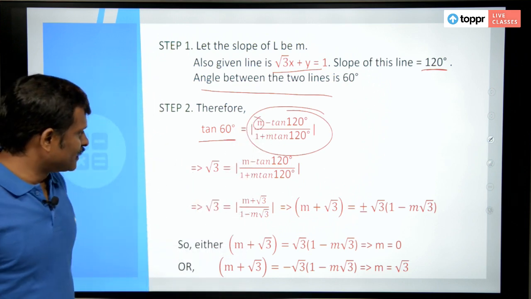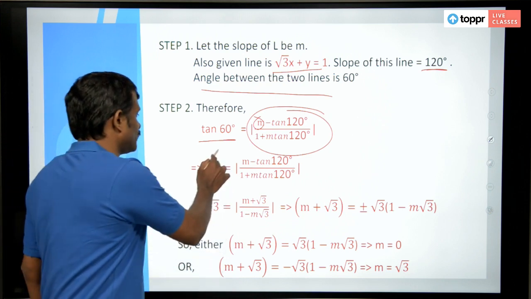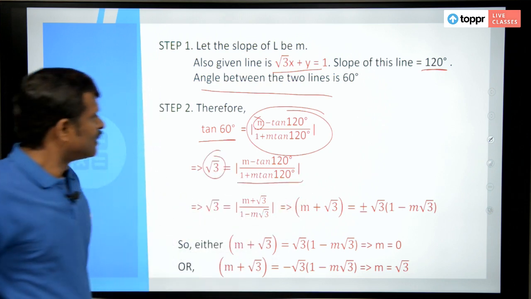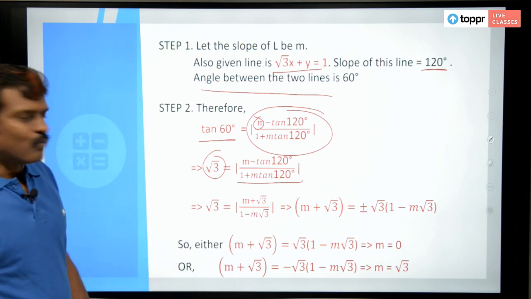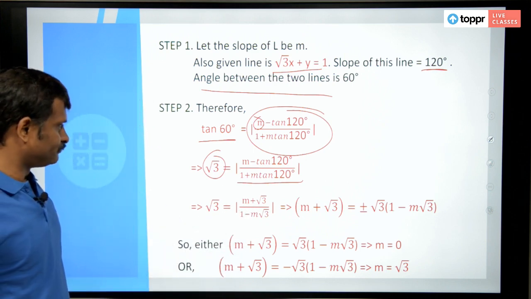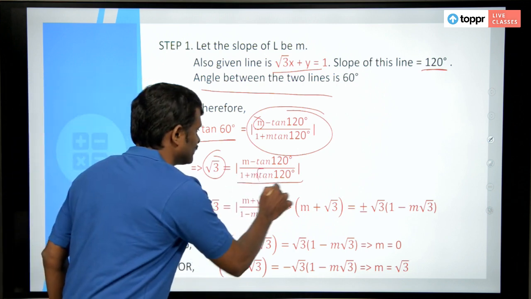Now, substituting the values and simplifying, tan 60 is root 3 and tan 120 is minus root 3. So, it is m plus root 3 by 1 minus m times root 3, because this part is a negative value for us again.